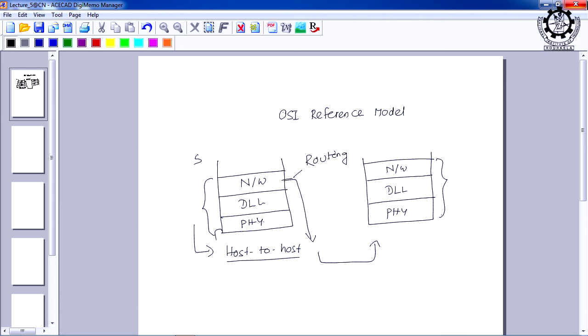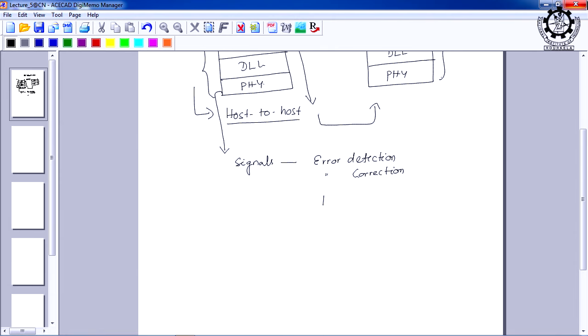Starting with the physical layer, this layer usually deals with the kind of signals and the services associated with the signals. What could be the processing of the signals in data communication? First is error detection, sometimes error correction as well. It deals with all the physical medium. When you talk about the physical medium, this could be wired or it could be wireless.